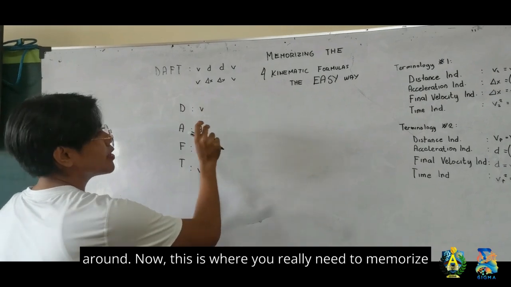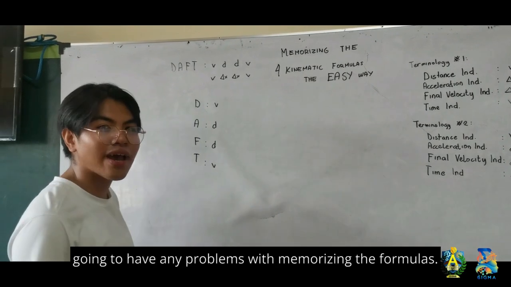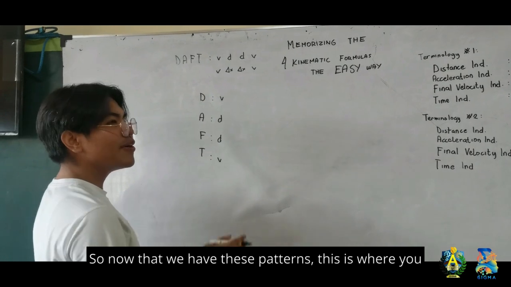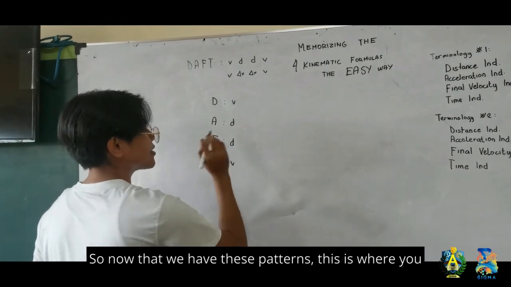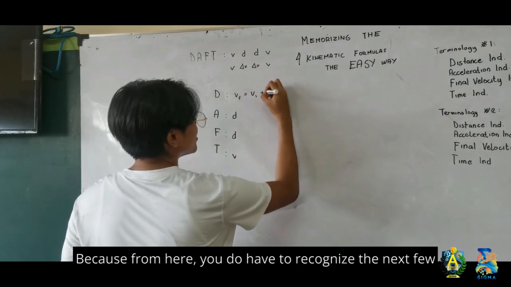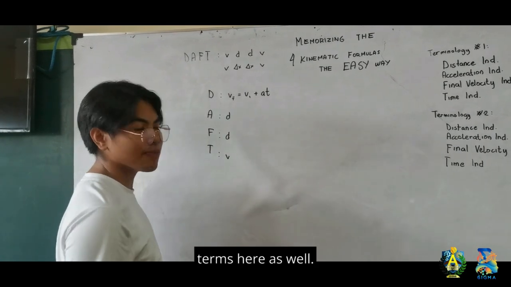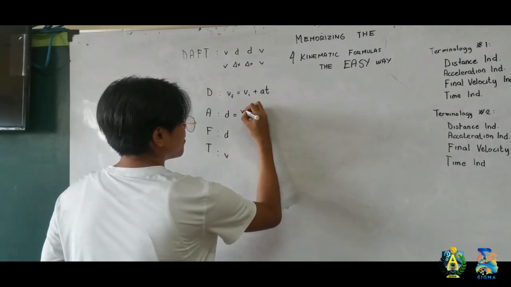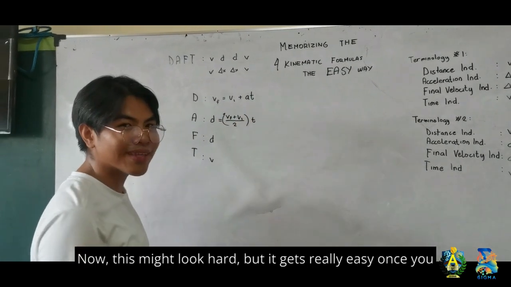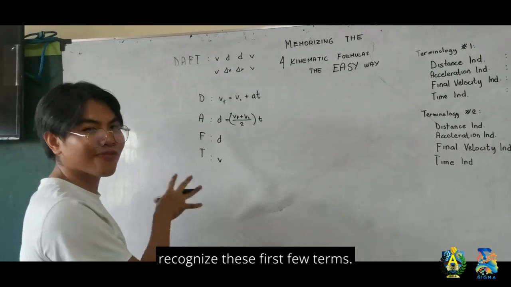Now, this is where you really need to memorize things, but as long as you know this pattern, you are not going to have any problems with memorizing the formulas. So, now that we have these patterns, this is where you actually need to memorize, because from here, you do have to recognize the next few terms. Here as well, final velocity plus initial velocity over 2. Now this might look hard, but it gets really easy once you recognize these first few terms.